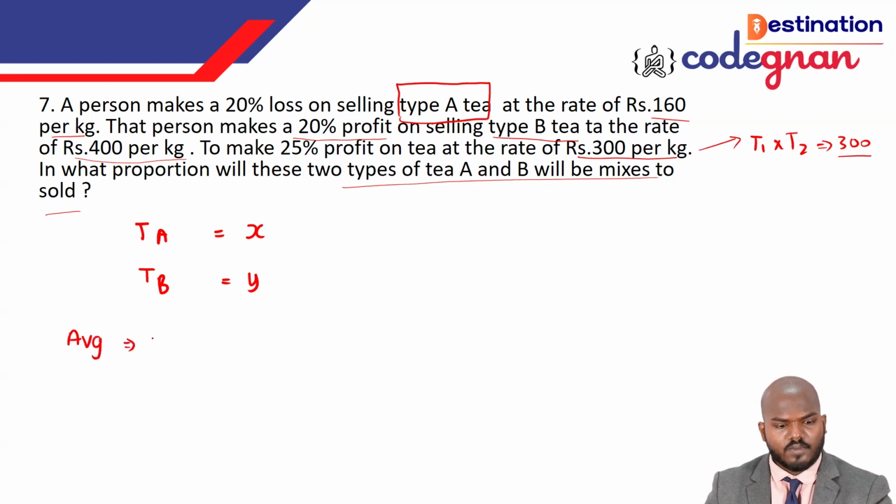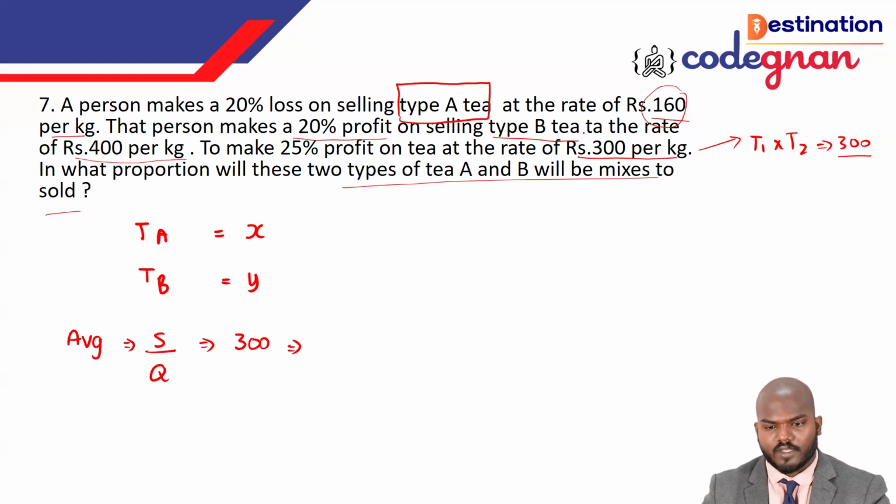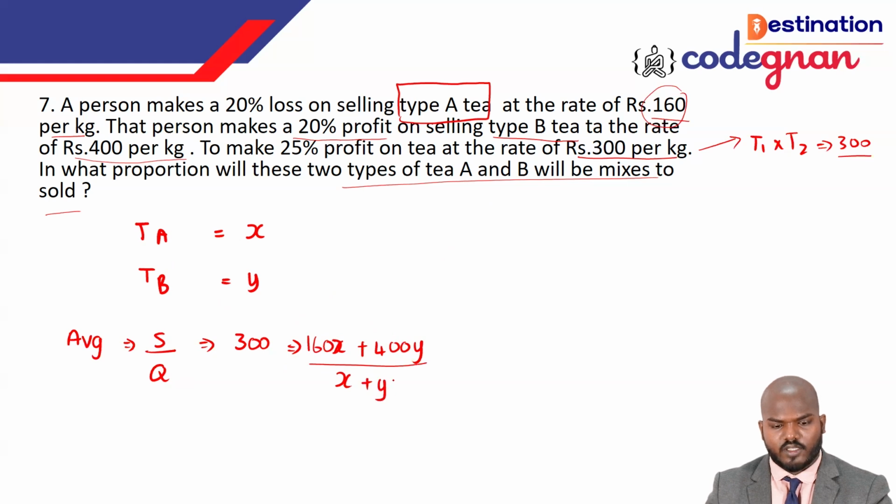So I'm using the average concept here. What is the average concept? Sum by quantity. The average here is 300 rupees. Going to the sum, that is 160 rupees per kg, and we don't know how many kg there are, so we can say 160 times X plus, for tea B mixing together, 400 times Y, divided by the quantity, which is X plus Y. So that is the average concept.